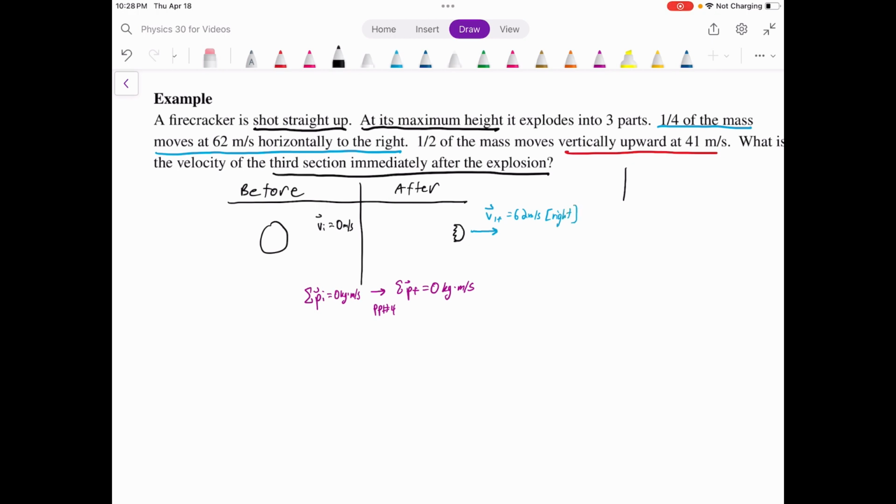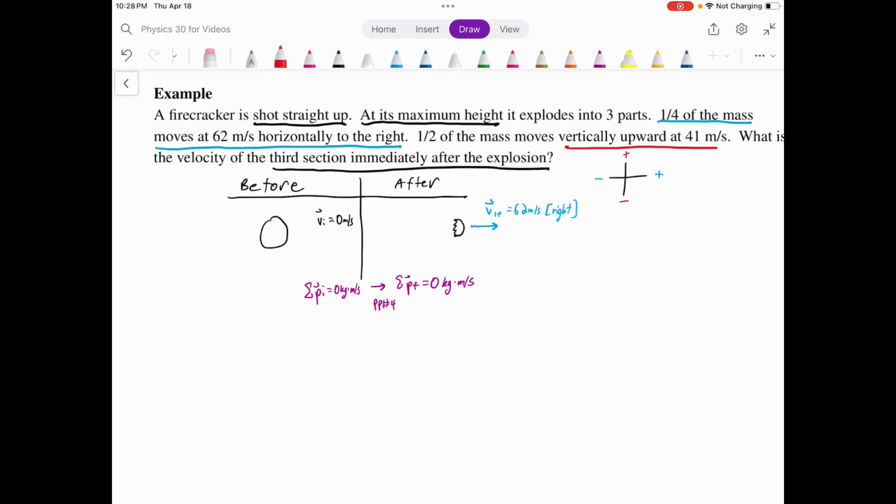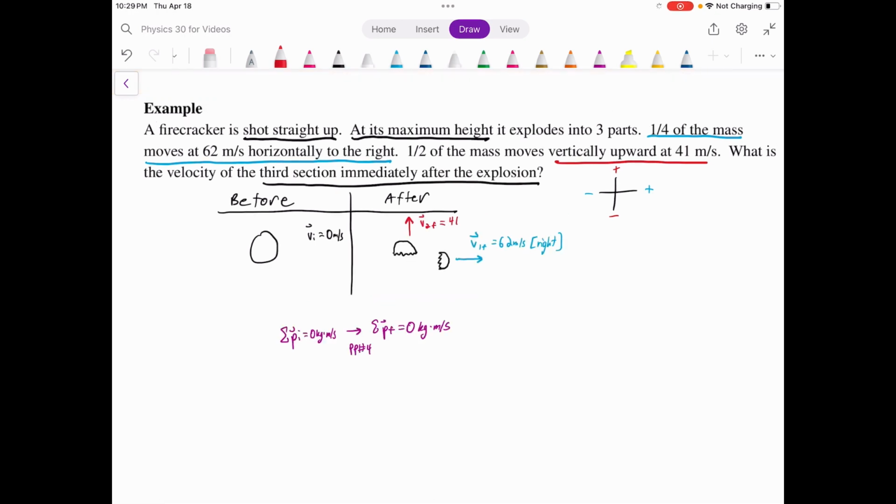When it comes time to do the math, I'm just going to do it now before I forget. We'll call right the positive x direction, left the negative x direction, up the positive y, down the negative y. All right, what else do we know? We know that 1/2 of the mass moves vertically upward at 41 meters per second. So half of the mass we started with is going to be moving vertically up. I'll call that V2, and that's at 41 meters per second straight up.